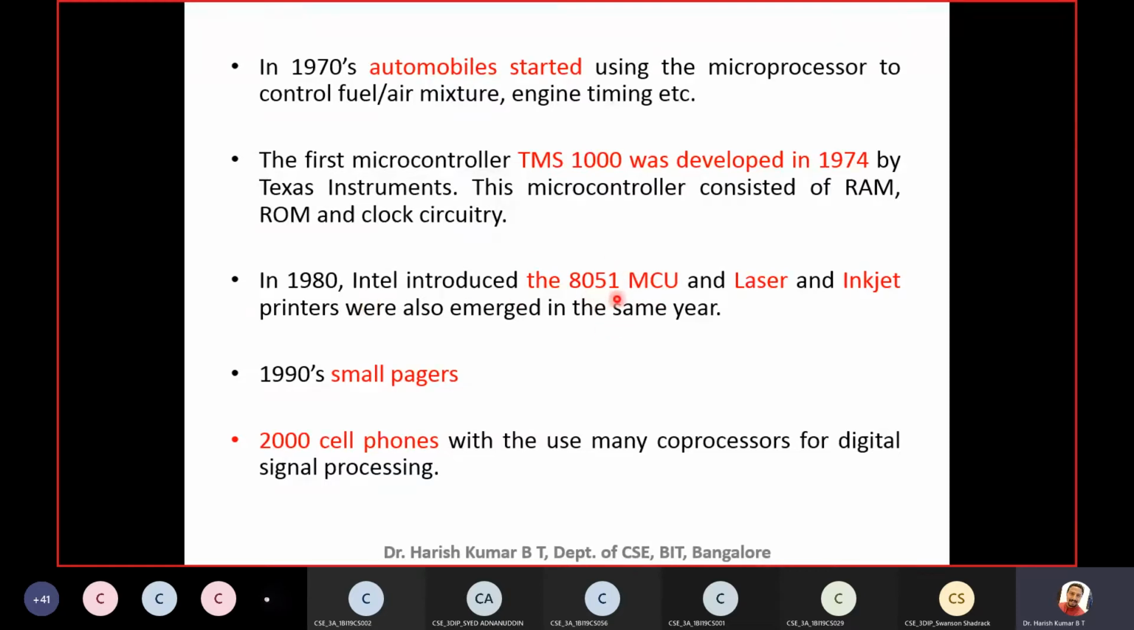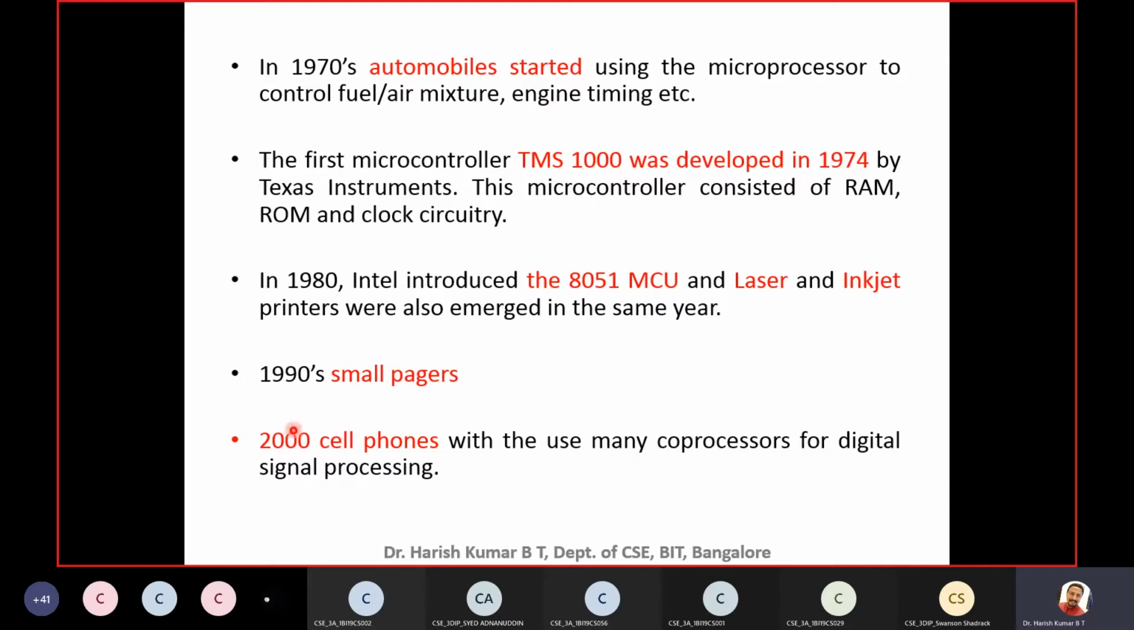The 8051 microcontroller was widely used in laser and inkjet printers. In the 1990s the small pagers started. I don't know whether people have noticed these pagers or not, but I have seen them. In the 1990s the small pagers came into the picture, and from the 1990s till 2000 the small pagers were ruling the entire world.